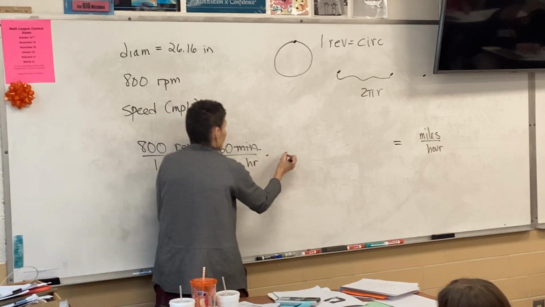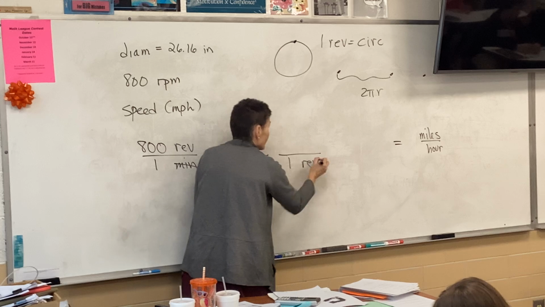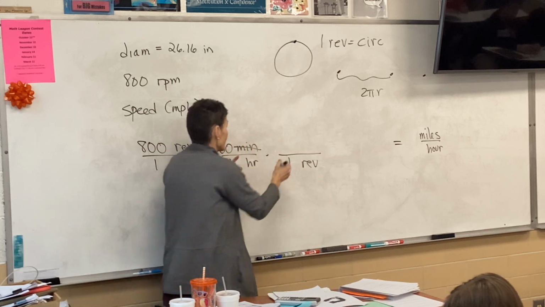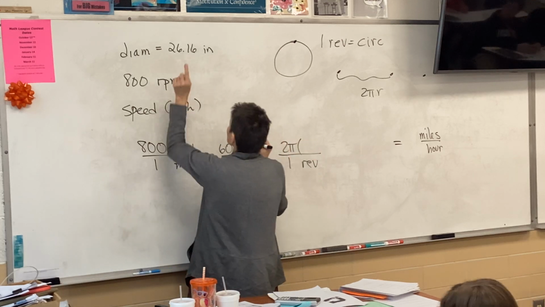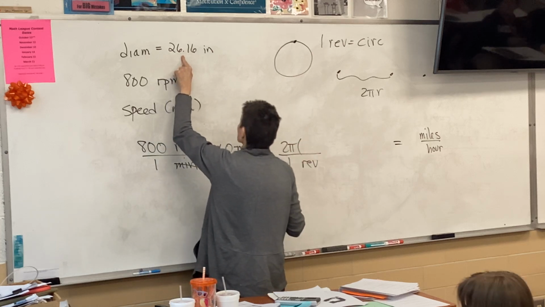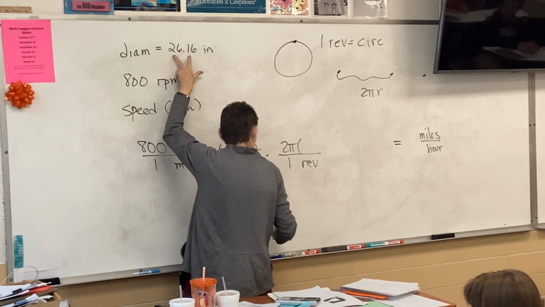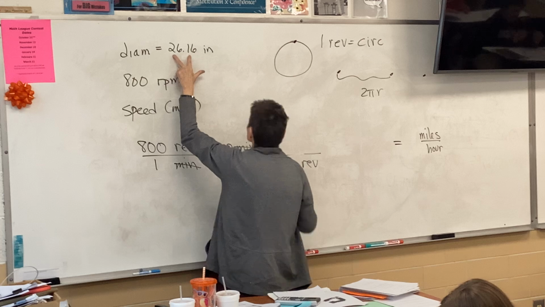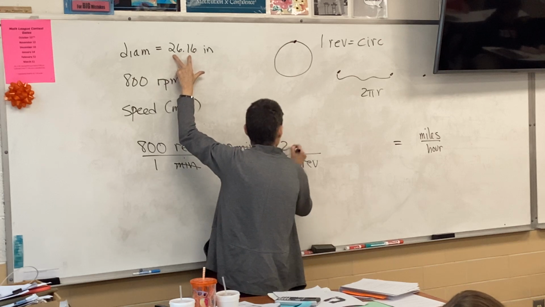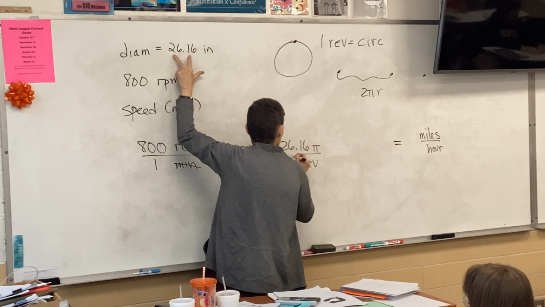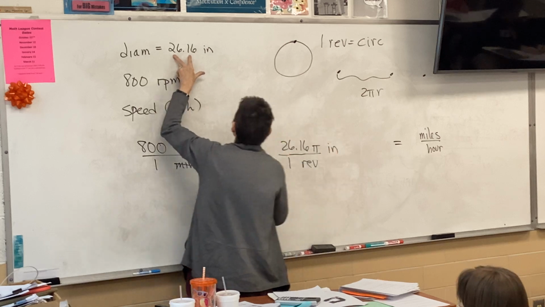So one revolution is 2 pi times, well, wait, this is the diameter, so won't it just be 26.16 pi inches? Why? Because they already gave us the diameter.